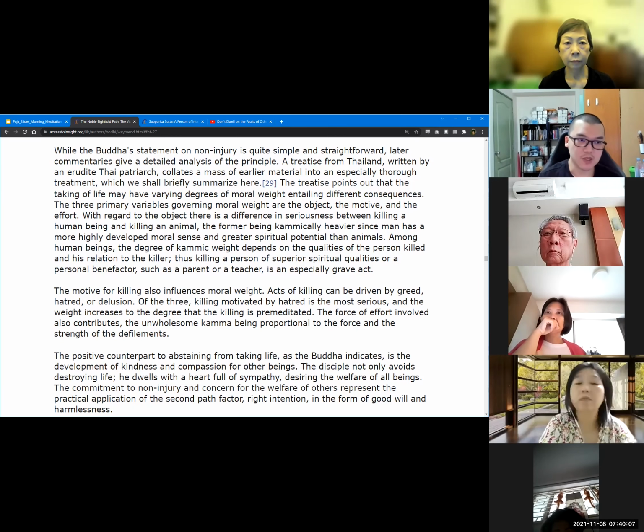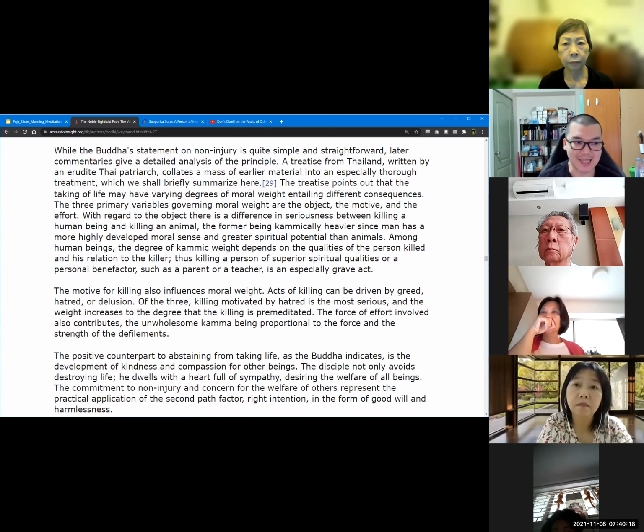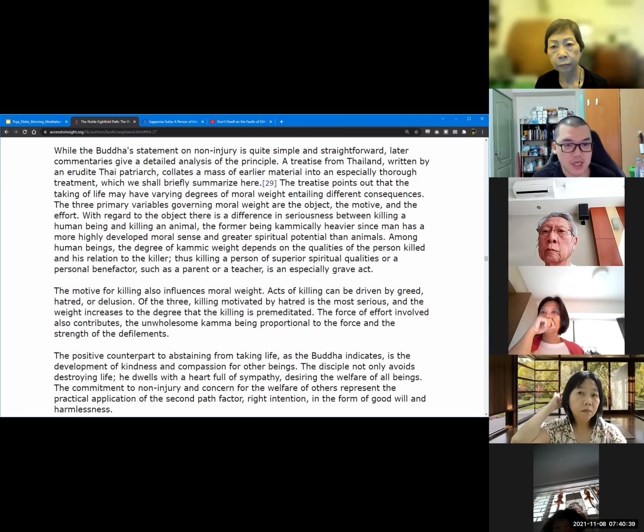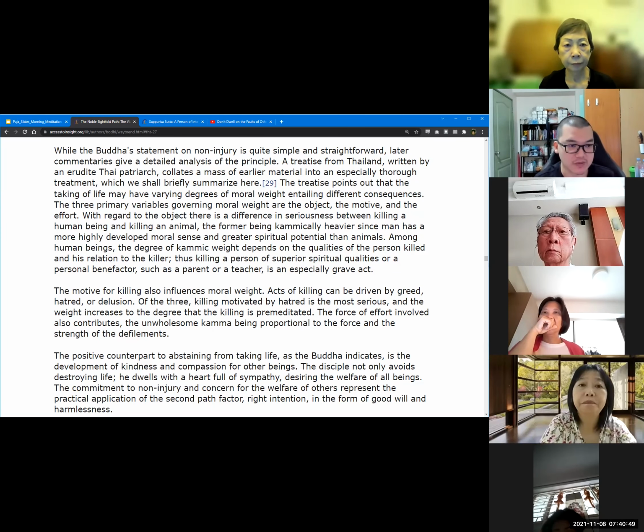While the Buddha's statement on non-injury is quite simple and straightforward, later commentaries give a detailed analysis of the principle. A treatise from Thailand written by an erudite Thai patriarch collates a mass of earlier material into an especially thorough treatment, which we shall briefly summarize here. The treatise points out that the taking of life may have varying degrees of moral weight, entailing different consequences. The three primary variables governing moral weight are the object, the motive, and the effort.